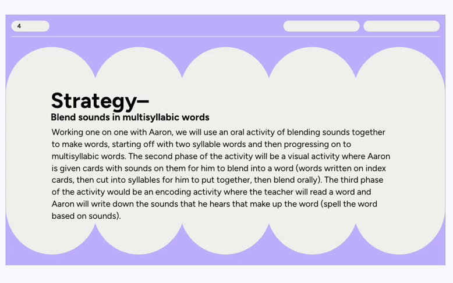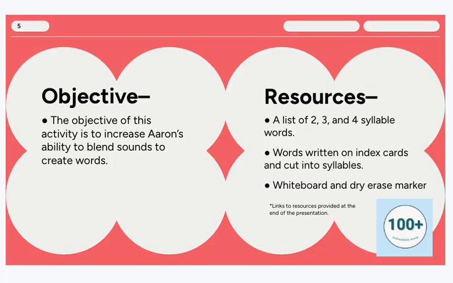The second phase will be a visual activity where Aaron's given cards with a sound on them for him to blend into a word. And those words are written on index cards that are cut in half for him to put together into syllables and then to blend. The third phase of the activity would be an encoding activity where the teacher will read a word and will write down the sounds he hears to make that word, and then he will spell it. So our objective with this activity is to increase Aaron's ability to blend the sounds to create the words.